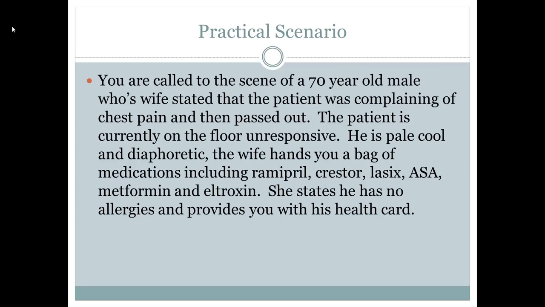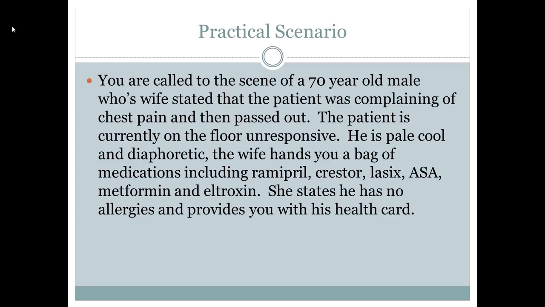Before going into the scenario, students will be given just this information here. You are called to the scene of a 70-year-old male whose wife stated that the patient was complaining of chest pain and then passed out. The patient is currently on the floor unresponsive. He is pale, cool, and diaphoretic.